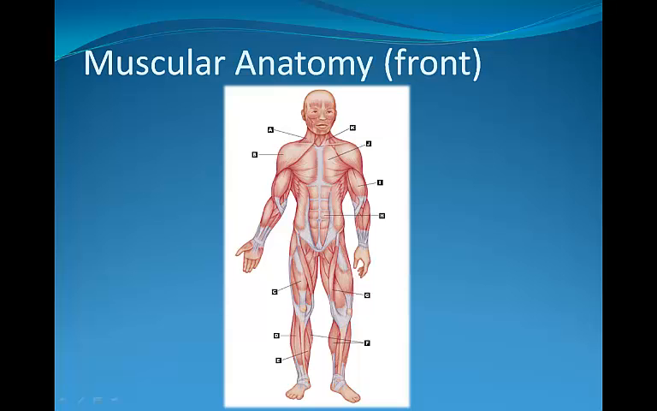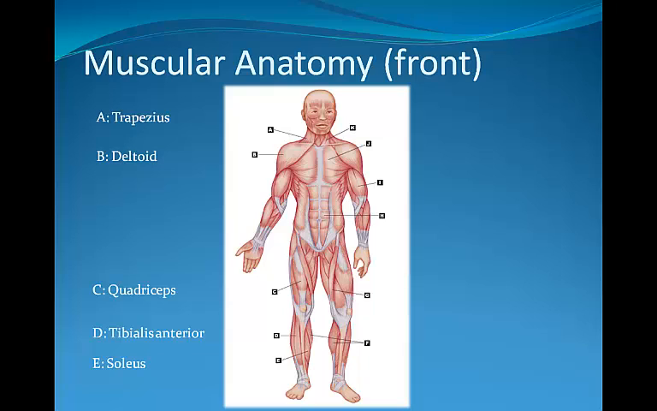Okay, so looking at muscular anatomy, we'll have a look at the muscles on the left side first. So you've got A, which is trapezius. Now most of the trapezius is on the back, but you can see a little bit of it covers your region between the shoulder and the neck. The deltoid is the big, strong muscle that sits on your shoulder.